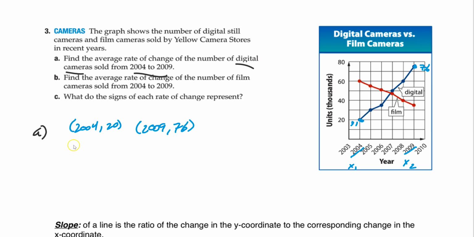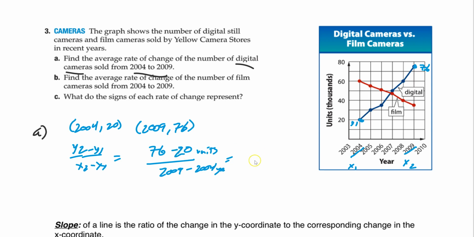Let's find the rate of change. So y2 minus y1 over x2 minus x1. So it's going to be 76 minus 20, and again, these are in thousands of units, over 2009 minus 2004 years. And I get 56 over 5 years. So every 5 years it goes up another 56,000 units, roughly. Again, I estimated, so that's what we have.